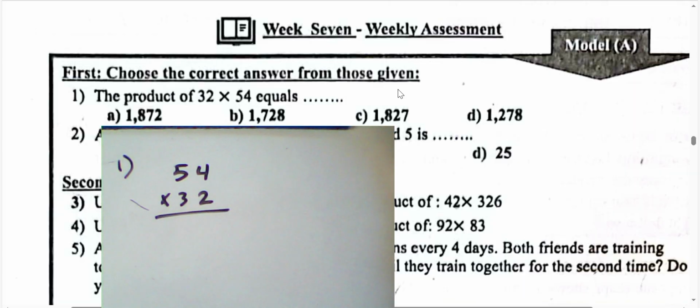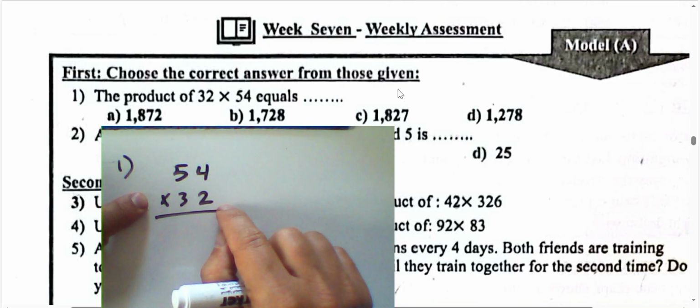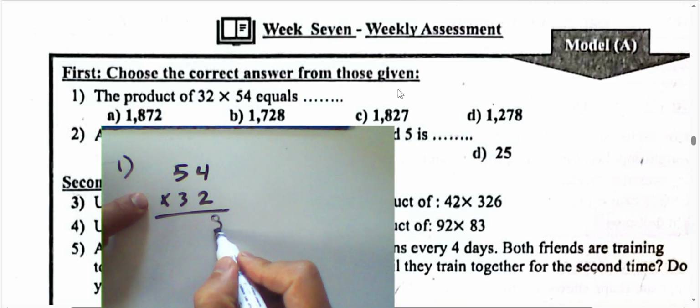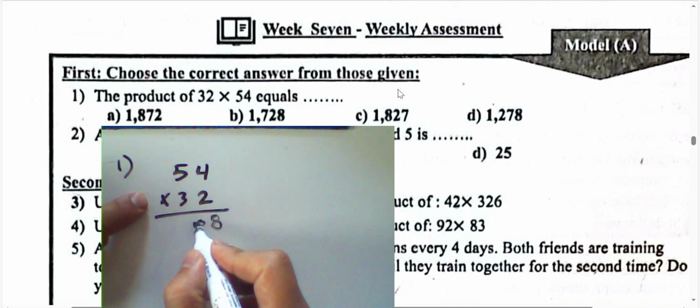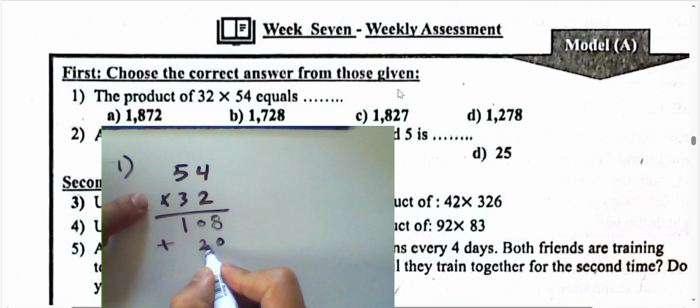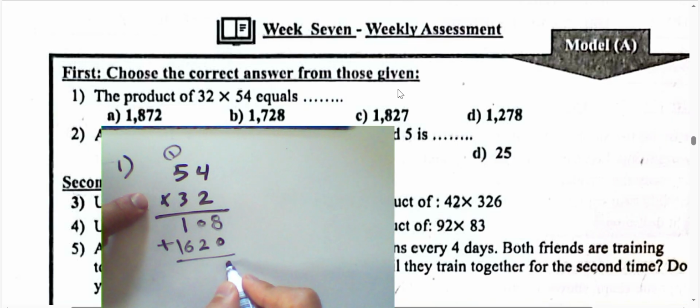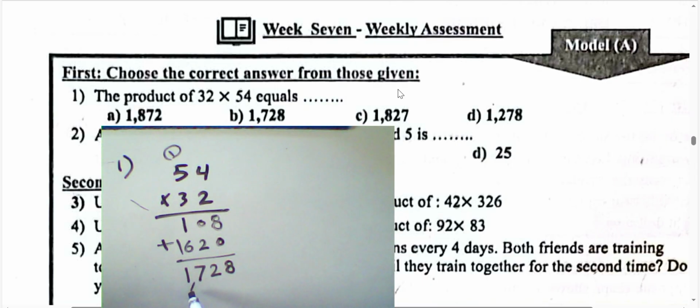We can find the result like this. Write 54 up and 32 down. 2 times 4 equals 8. And 2 times 5 equals 10, and then write 0. 3 times 4 is 12, write 2 and carry up 1. 3 times 5 is 15 plus 1 equals 16. Then we can add together here. 8 plus 0 is 8, 2 plus 0 is 2, 1 plus 6 is 7, and then drop 1. The result will be 1728. Choose letter B. Okay, it's the first question.